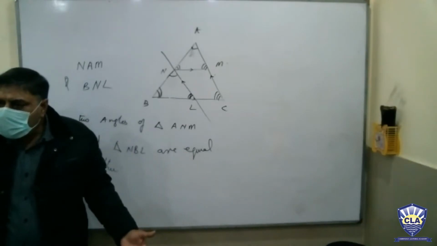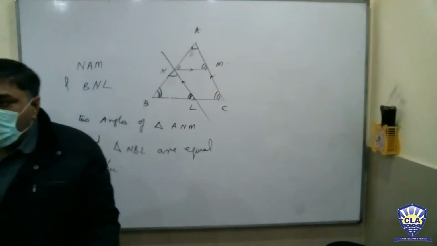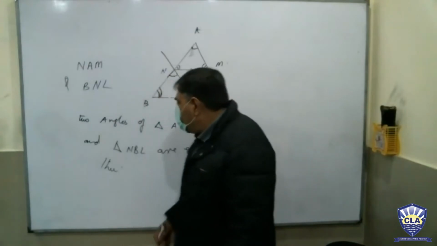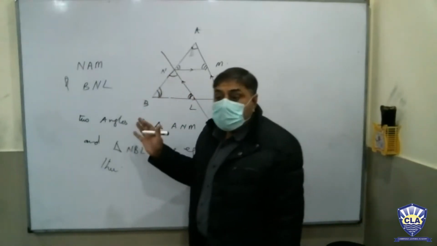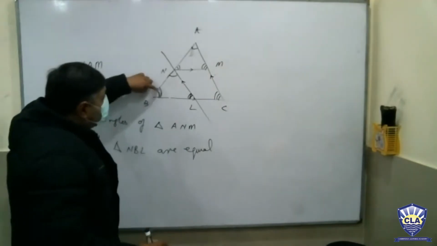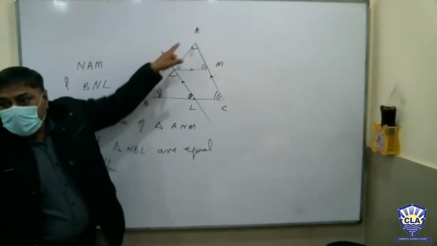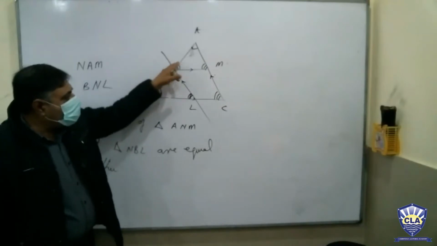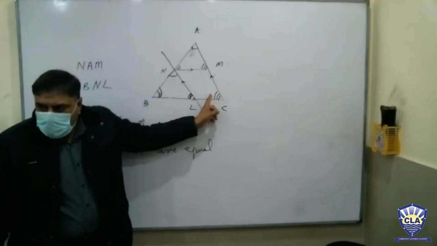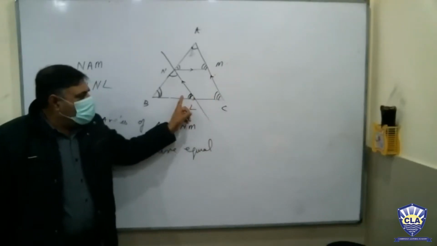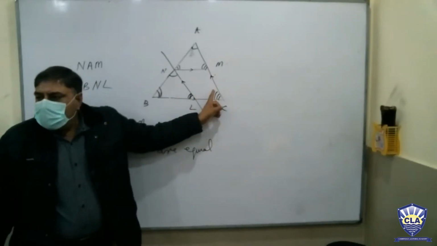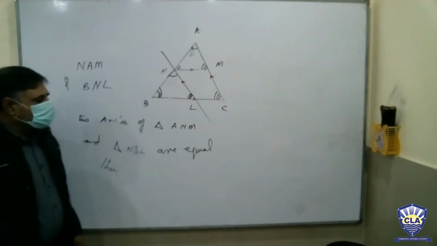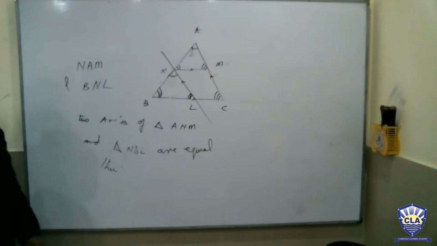Is that clear? It is not the argument. We will not give you the marks for that argument. We will give you the marks for these two arguments: that this double angle equals this. Why are these two angles equal? Corresponding angles. These two angles are corresponding. That's why angle L equals angle C, corresponding. That's it. This is the easiest way to solve that.